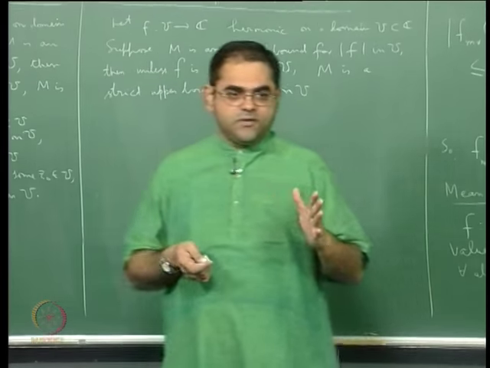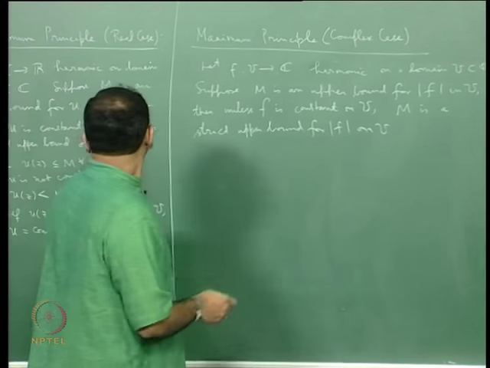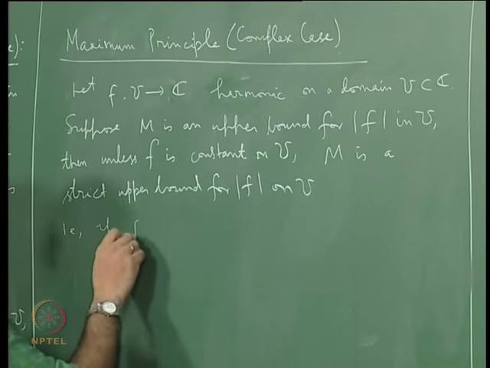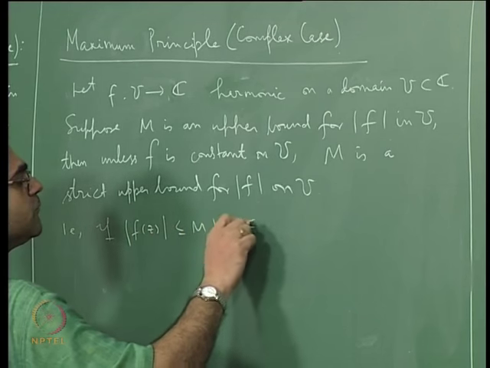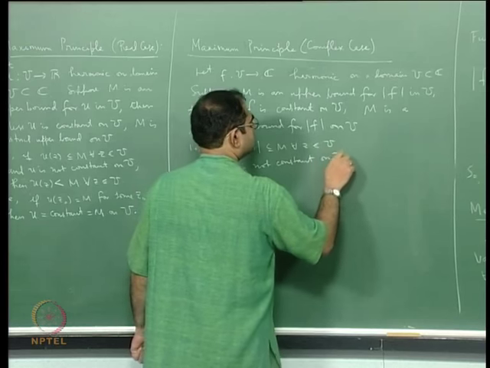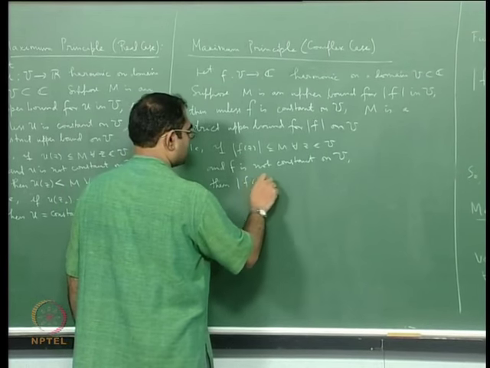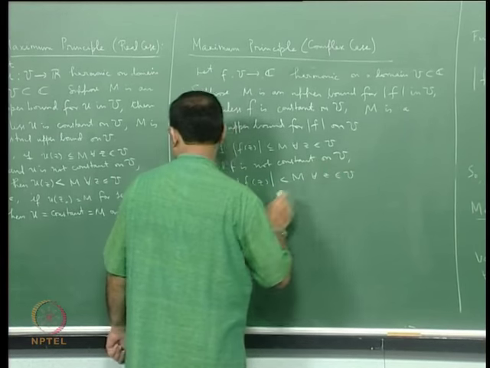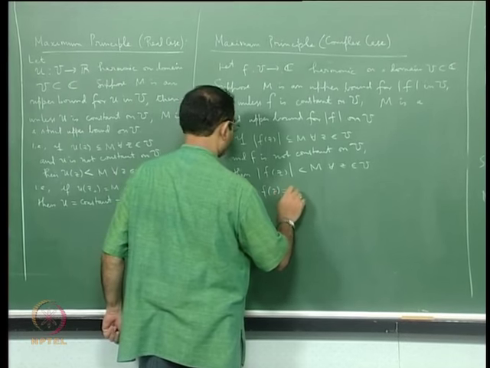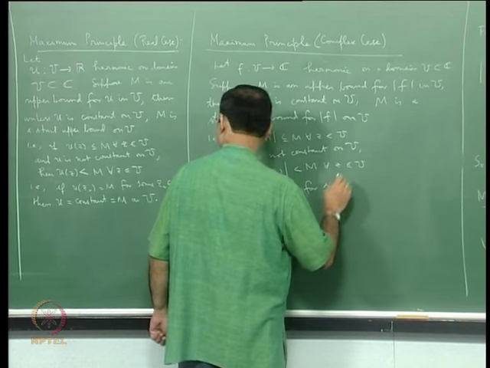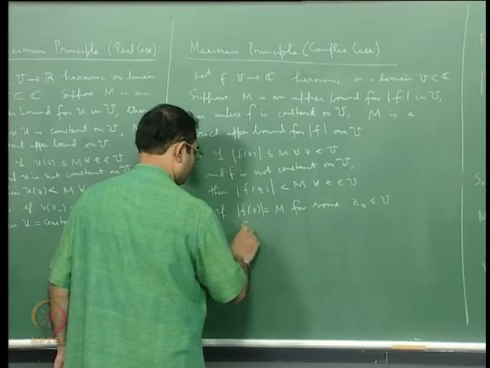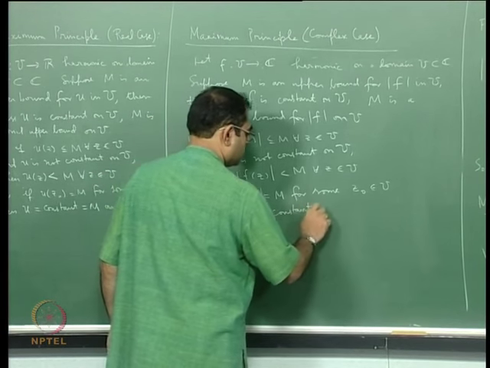In general, whenever we say f is bounded, we always mean there is a bound for the modulus of f, okay. And then the rest of the statement is the same thing. So let me write this: if mod f(z) is less than or equal to M for all z in U, and f is not constant on U, then mod f(z) is strictly less than M for all z in U. So it is a strict upper bound, and of course the other way of writing it is also like this: if mod f(z) is equal to M for some z in U, then f is constant on U, okay.